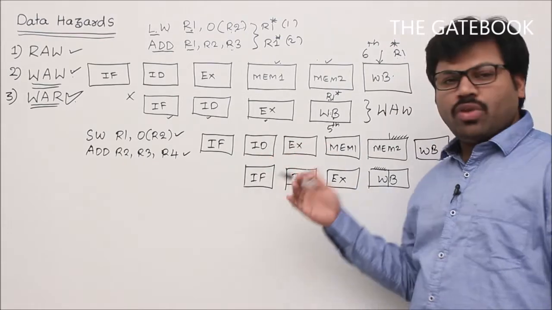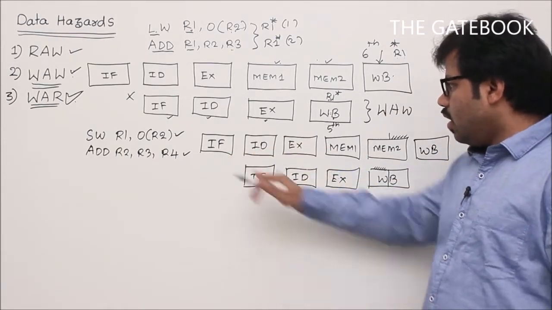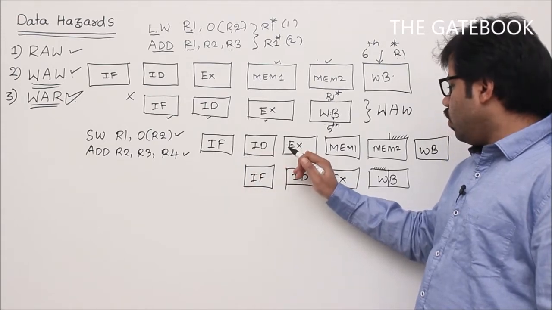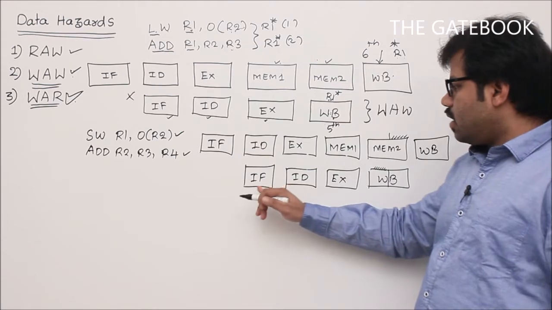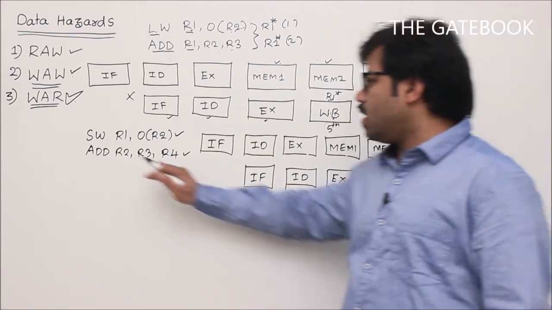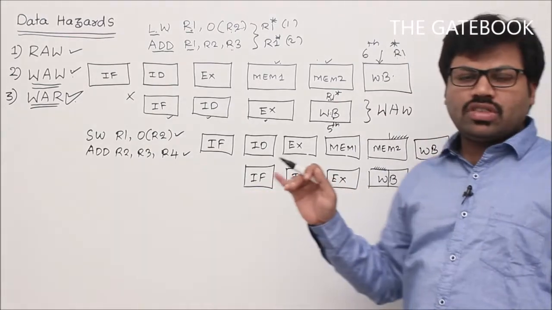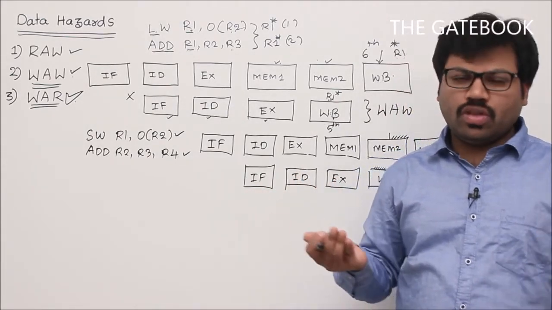Again, here you have variable length stages, a variable number of stages. Fetch, decode, execute. You have again two memory stages and write back. And instruction fetch, instruction decode, execution, write back, because the add instruction requires only 4 stages. Maybe this is another implementation people used.